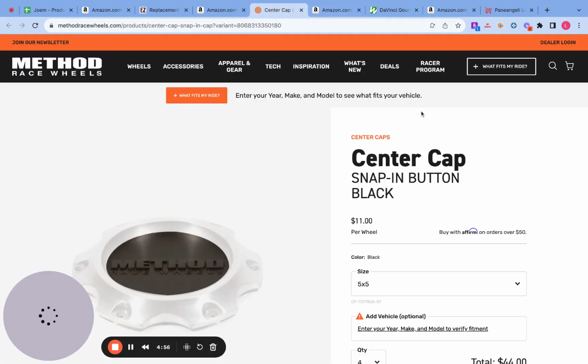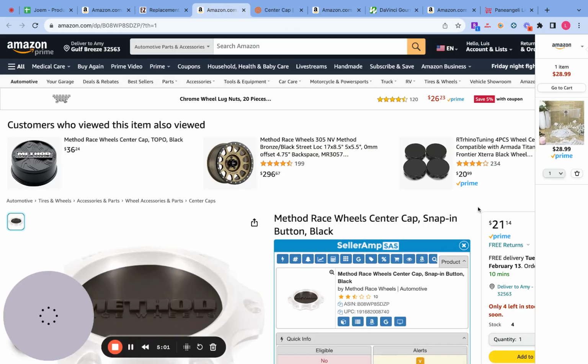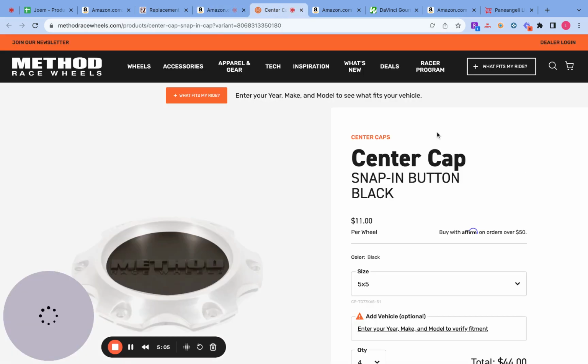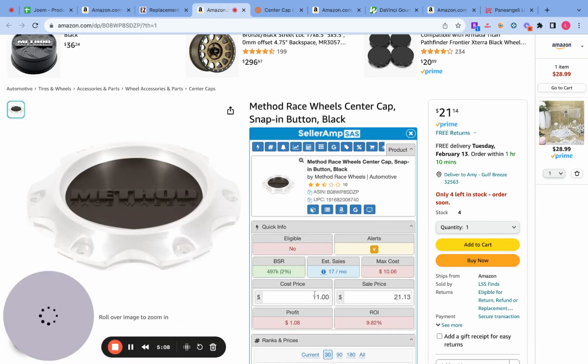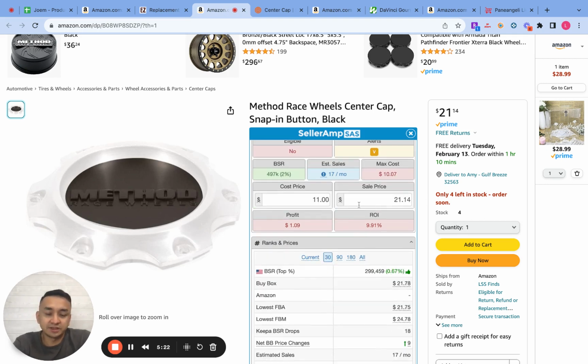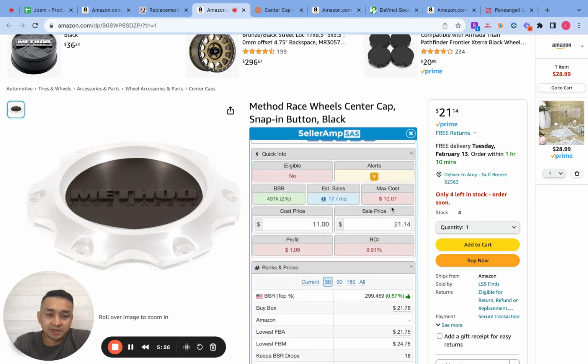So next product. So next product is, I think, a hardware product. So the cost of this one is $11, right? Sale price is about $21.14. So $21.14. I mean, the ROI is already on the low side. So this one is already like a red flag, right? For us. Sales per month is 17 a month.